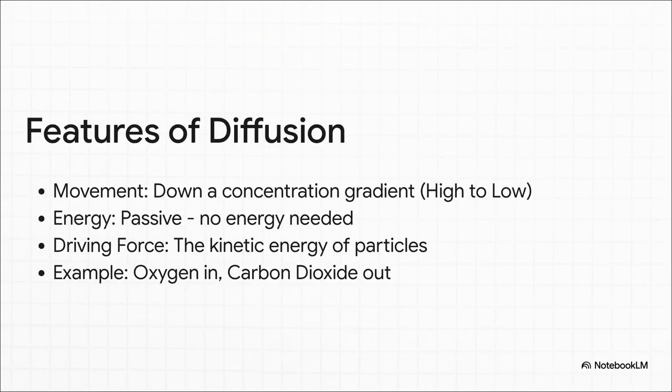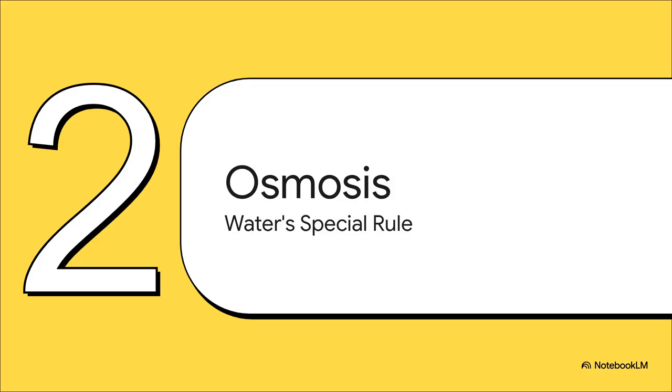So what are the key things to know about diffusion? Well, first off, it's passive. That means the cell doesn't have to spend any energy at all. It's a free ride. It just happens because particles naturally want to spread out. This is exactly how oxygen from your lungs gets into your cells and how the waste product, carbon dioxide, gets out. It's totally effortless, but man, is it crucial. Okay, so that's diffusion. It's all about going from high to low concentration.